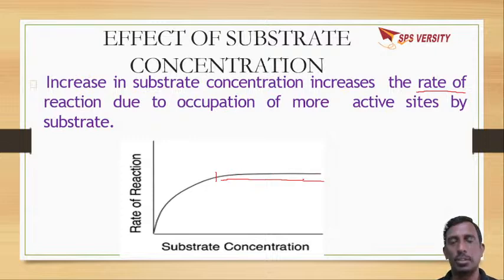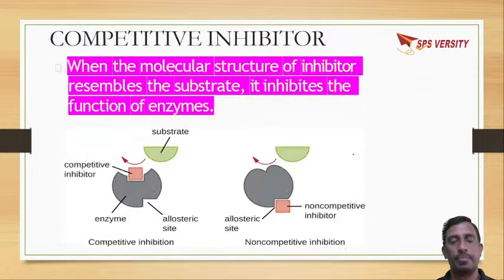What is the reason for this? Because all the active sites of the enzymes are occupied with substrate. So the rate of reaction is constant even after increasing the substrate concentration. So we studied factors like temperature, pH, and substrate concentration, which have an effect on enzyme activity.